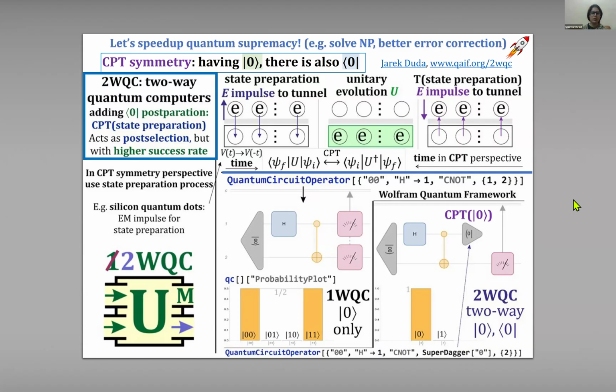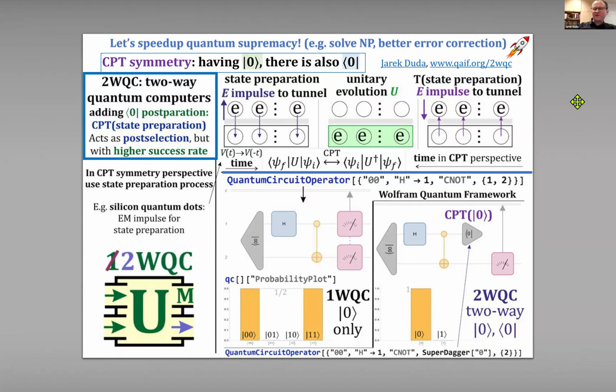Particularly, he will shed light on how this architecture of quantum computing increases quantum supremacy and allows us to solve, in theory, NP problems and also allows better error correction. So, Dr. Duda, thank you so much for accepting our invitation. And if you are ready, the floor is yours.